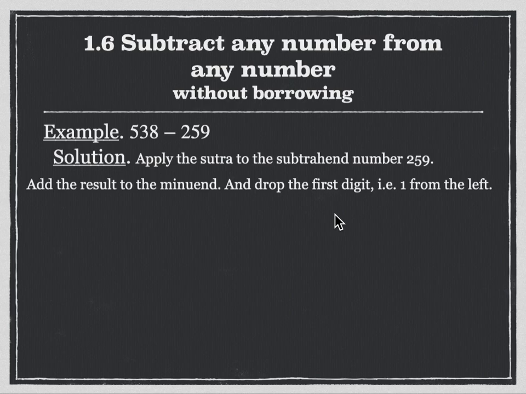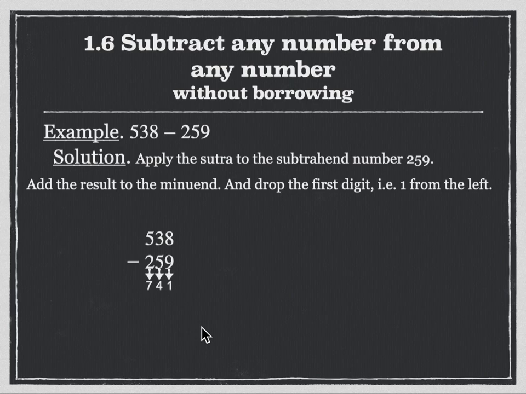So how do we do that? We have 538, and we minus it by 259, right? We're going to apply the sutra, all from 9 and the last from 10, the Nikhilam Navatashcaramam Dashatah sutra, to 259. What will you add to 2 to make it 9? 7. What will you add to 5 to make it 9? 4. And what will you add to 9 to make it 10? That's 1. So we have 7, 4, 1.